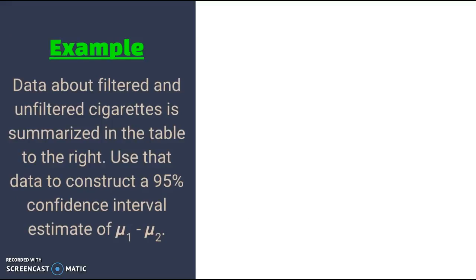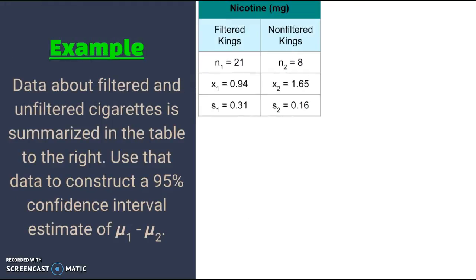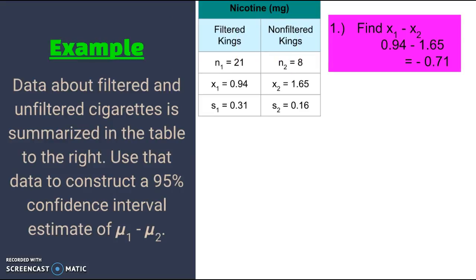So we're going to do a quick example today. Again, we're going to deal with the information about your filtered and unfiltered cigarettes summarized in this table. We're going to use this to construct a 95% confidence interval estimate for mean sub 1 minus mean sub 2. First thing you want to do is find the difference of your sample means. So x sub 1 minus x sub 2 is 0.94 minus 1.65. So that difference is negative 0.71.